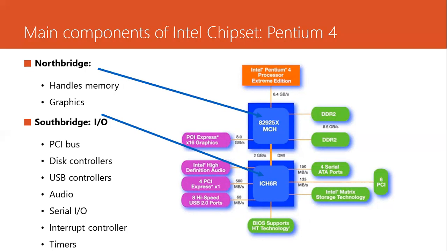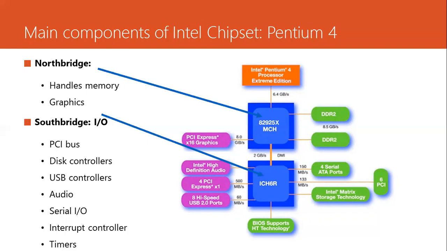The North Bridge or the MCH is connected directly to the processor via the front side bus, and it's thus responsible for tasks that require the highest performance, which is why the MCH is connected to fast devices such as the DRAM and the graphics card. On the other hand, the South Bridge or the ICH is not directly connected to the processor.